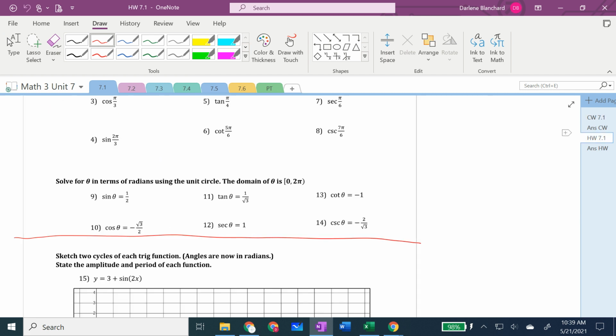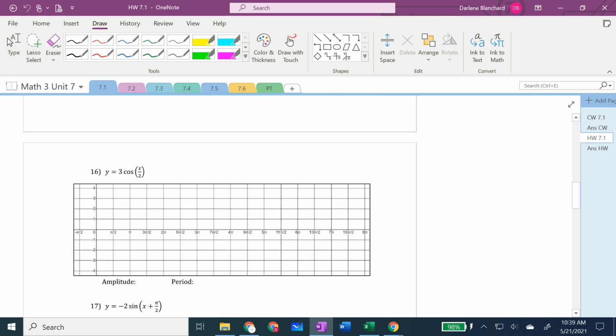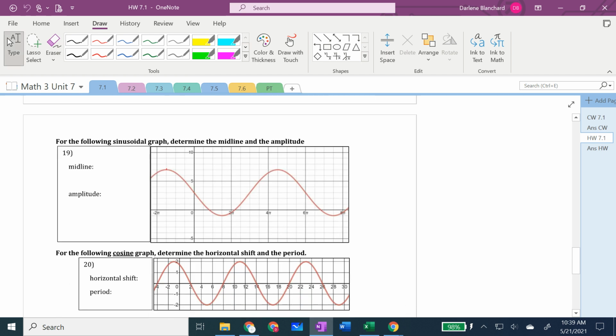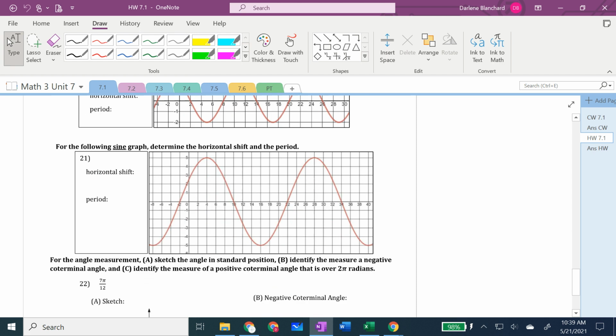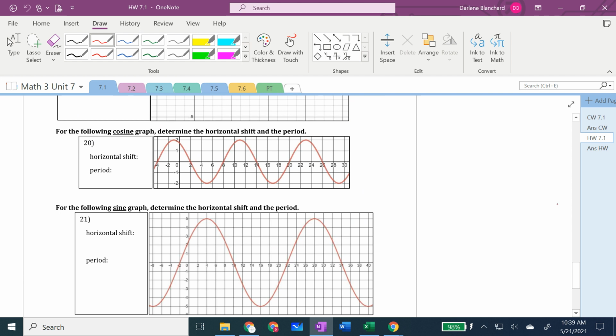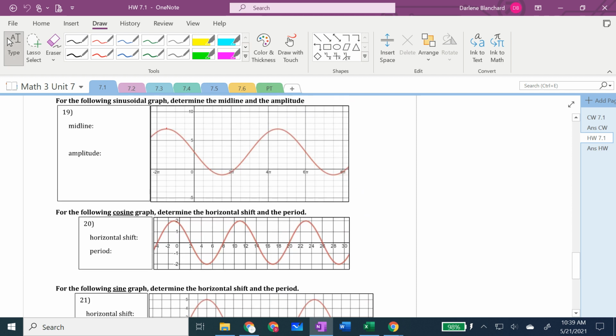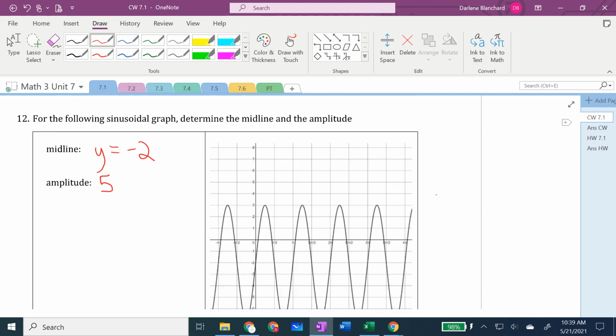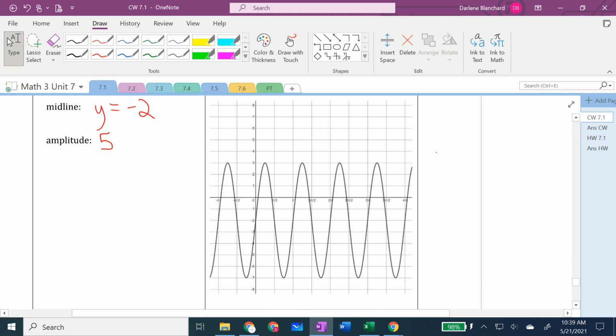If you look at the homework, just to point this out, in the homework assignment, you're only going to be asked to go as far as what's the midline and amplitude, and then what's the horizontal shift and the period. What I want to do is prep you for what's coming, and that's to actually write the full equation out. So writing the full equation out, here we go.